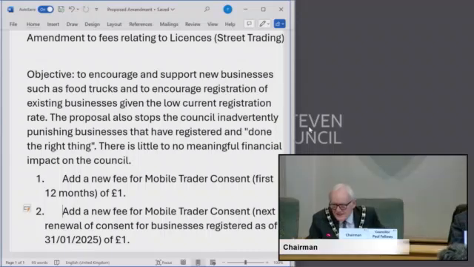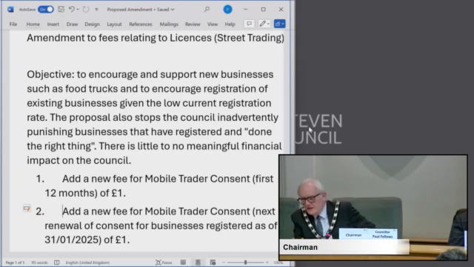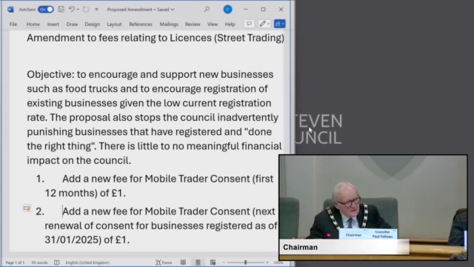Do I have a seconder for your amendment proposal? Yeah, Councillor Lane, thank you. Do you want to think about it or answer that one, Councillor? No, I can answer this one.